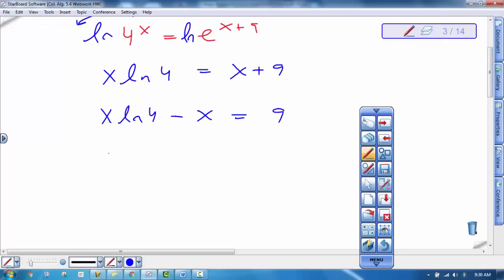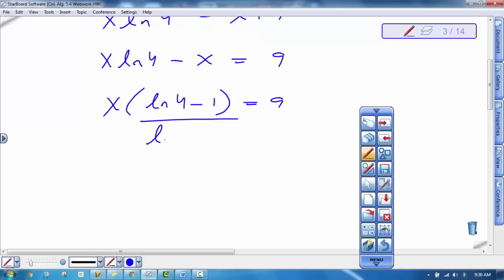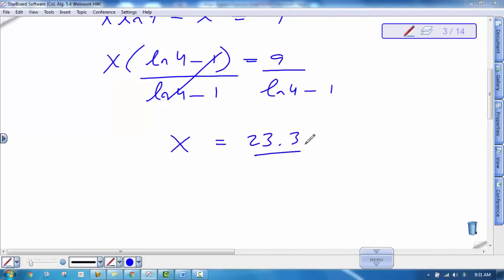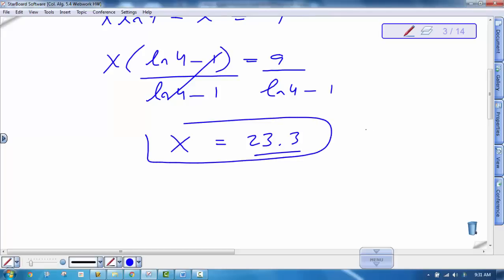And then I can factor out an x, and that leaves me with x times natural log of 4 minus 1 equals 9. And then I can divide by this number, natural log of 4 minus 1. And that should give me my answer right there. You can enter that in or try the decimal, which would be about 23.3 approximately. You might need to enter in more decimals than that, but you get the idea.